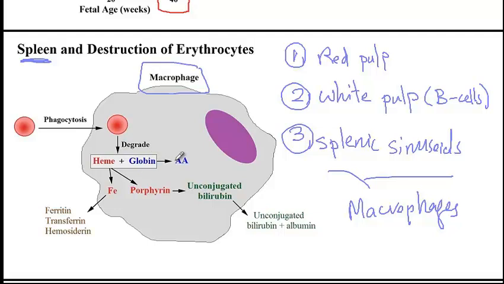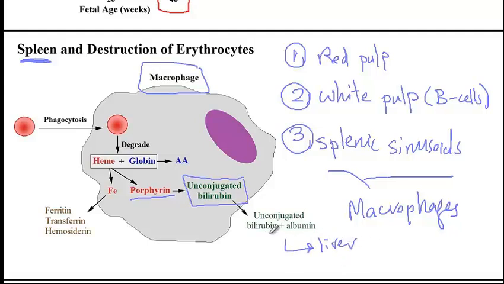The globin will be further degraded into amino acids, which will be taken up by the rest of the body in order to produce more proteins. The heme, on the other hand, is broken down into iron, which can be stored with different proteins, like for instance ferritin, transferrin, and hemosiderin, and the porphyrin component, which is broken down into unconjugated bilirubin. And this unconjugated bilirubin is water insoluble. And so in order for it to get transported to the liver, unconjugated bilirubin will bind to albumin, and it gets transported to the liver.